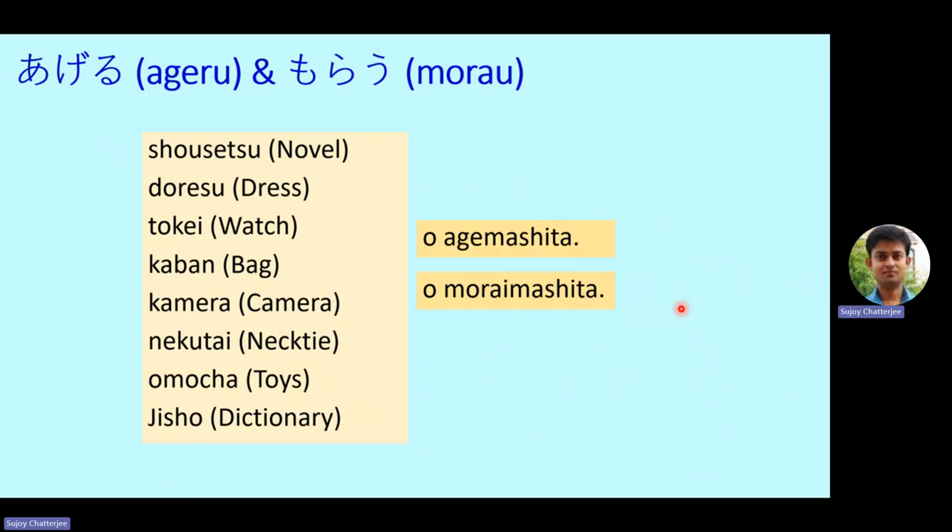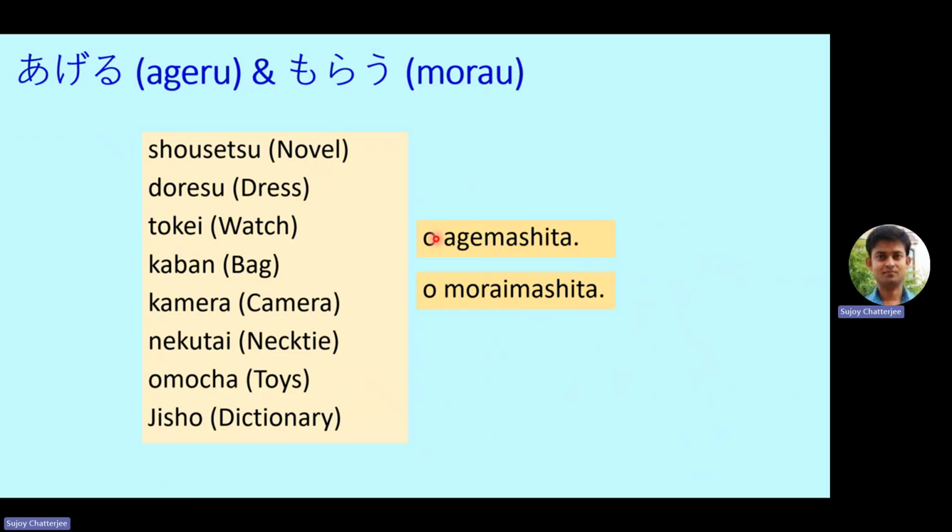So in the answer you can say shosetsu o agemashita. That means I gave a novel. Doresu, doresu o agemashita. I gave a dress. Tokei, watch; kaban, bag; camera we have seen; necktie; omocha is toys; and jisho is dictionary. So you can frame the answers using this.